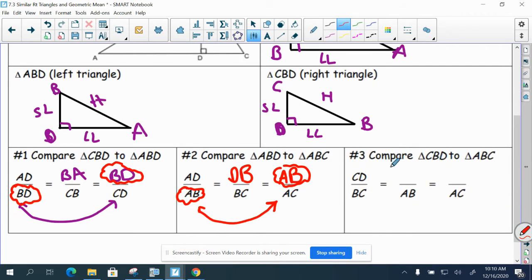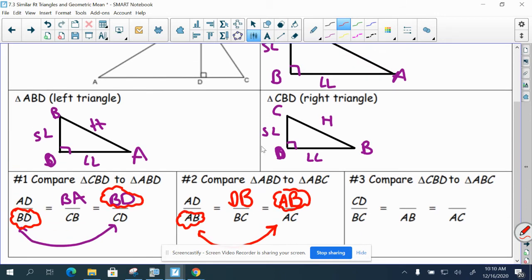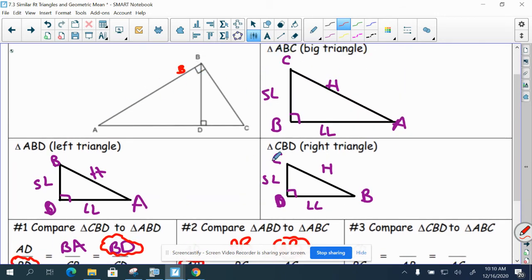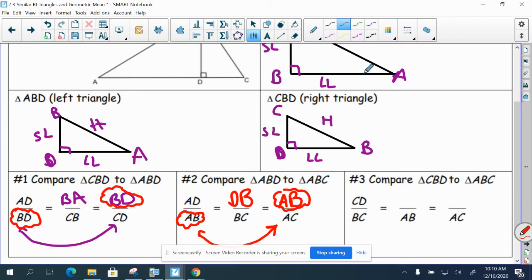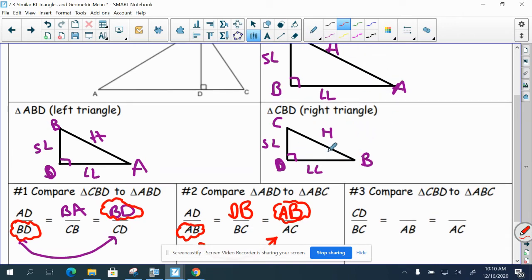And then we'll do this last one. Now this last one is going to be very similar to the second one, except it's going to use the short leg. So we'll compare this triangle to this small triangle. So CD to BC, that's going to be your short leg again. CD to BC, and then this will be your long leg. So AB to BD, and then AC, your hypotenuse, to BC.